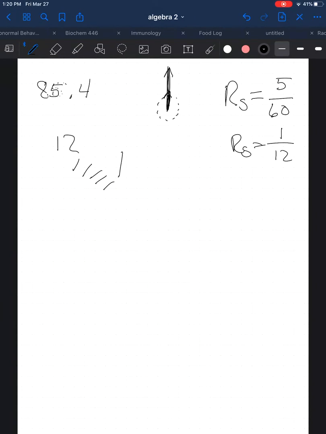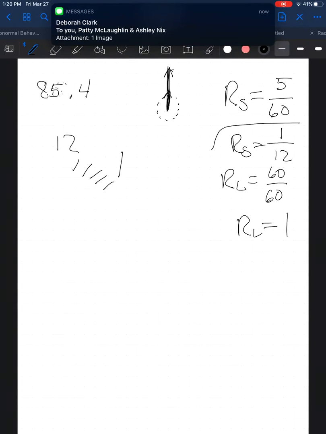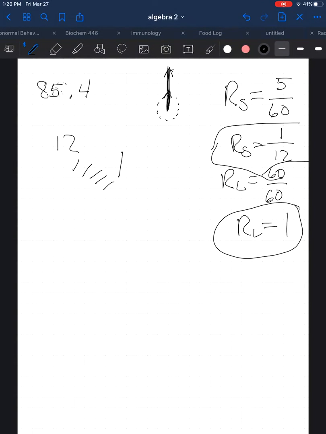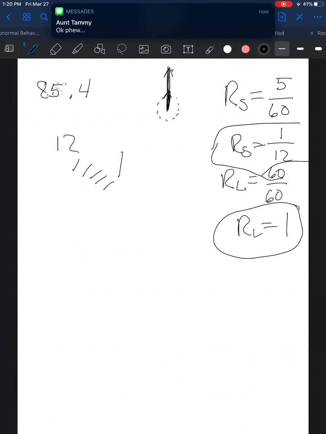The longhand goes around 60 spaces in 60 minutes, doesn't it? There's 60 minutes in an hour, so it goes around 60 spaces in 60 minutes. So the rate of the longhand is 1. You're going to need to memorize that. Memorize: the rate of the shorthand is 1/12, the rate of the longhand is 1.